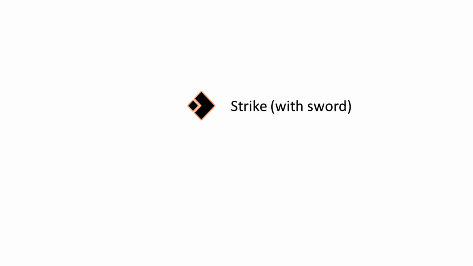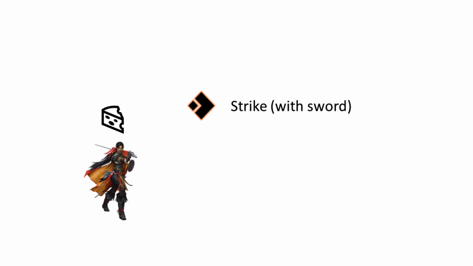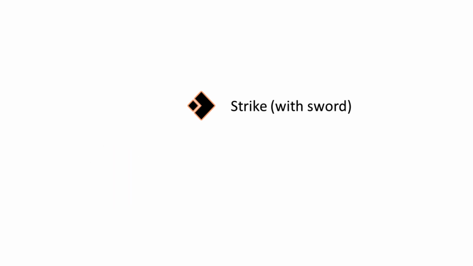Let's say you wanted to strike with a sword, but you were just finished eating some cheese. That means you have to spend an action to draw your sword. That's right. Spend one action to draw your sword, another action to strike with your sword.